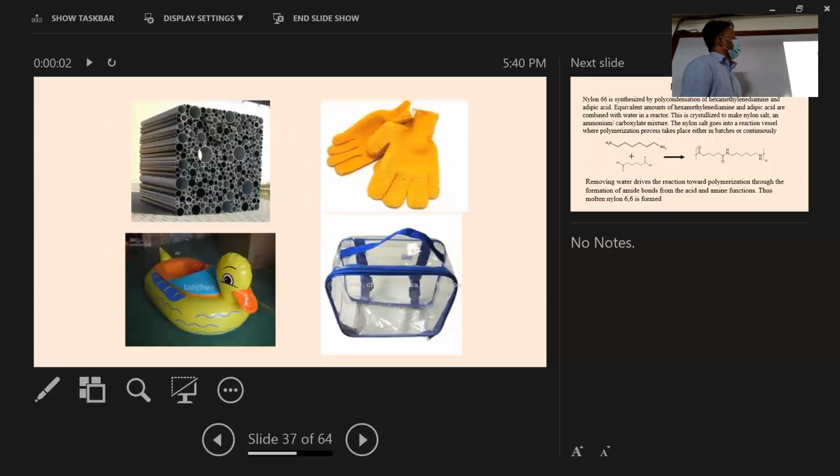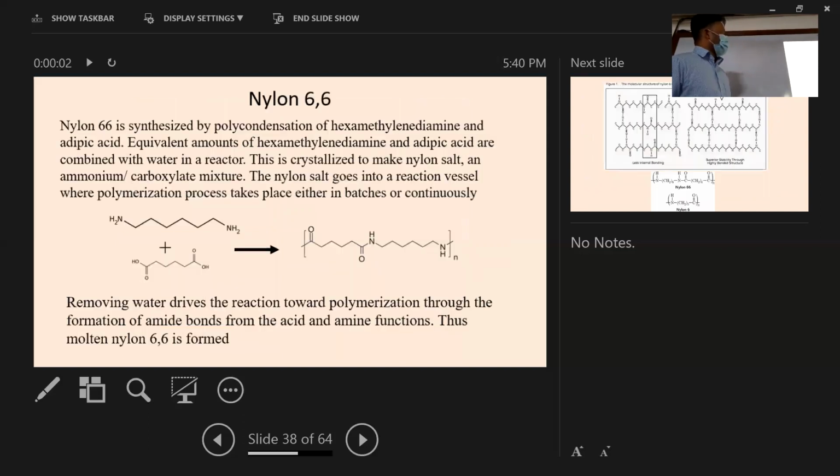Okay, this is our gloves. We can use this for cooking. These are plastic pipes, PVC pipes. These are some toys. Nylon 66.